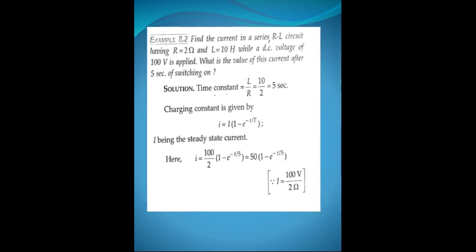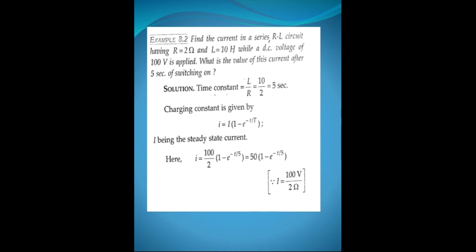Now we take an example. In the given example, we have to find the value of current in an RL circuit with DC excitation, and the source voltage is 100 volt, R is 2 ohm, L is 10 Henry. So the time constant is T is equal to L upon R, that is 5 seconds, and we have to find the value of current at 5 seconds.